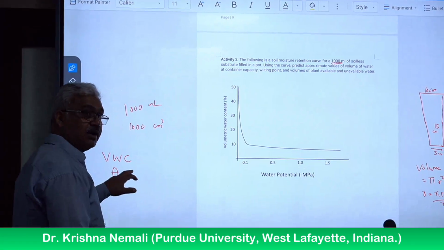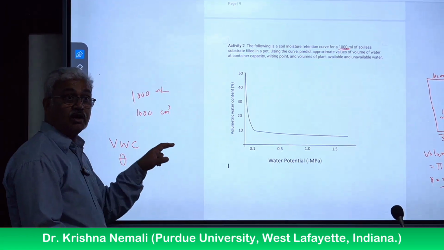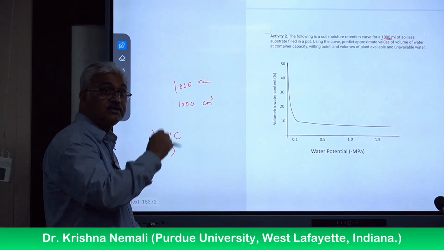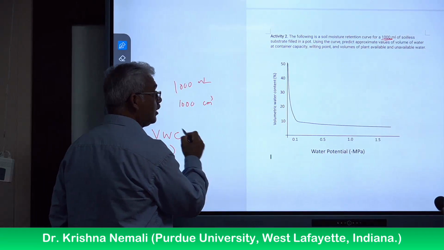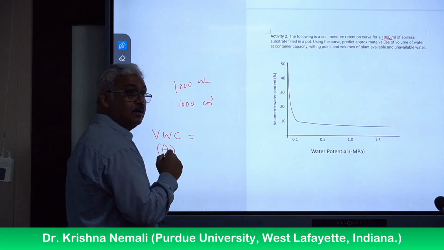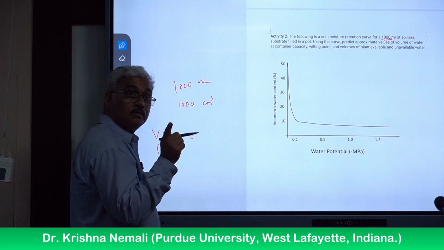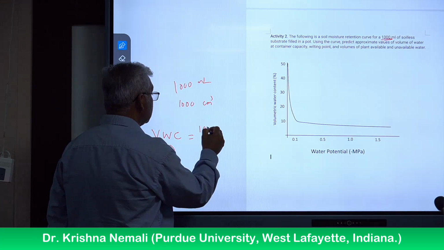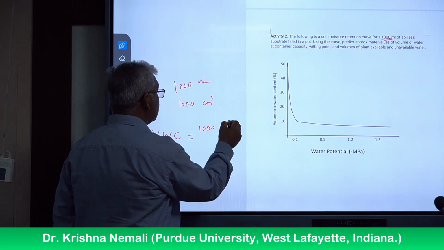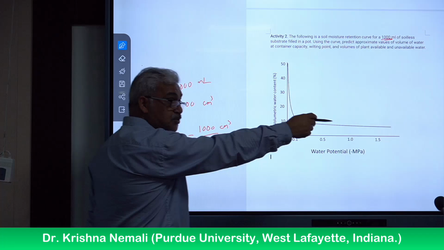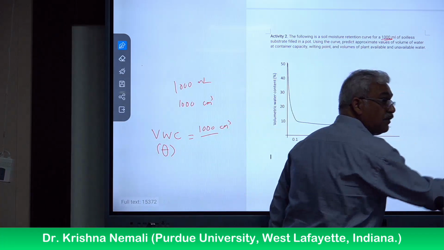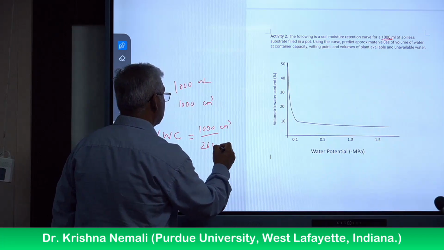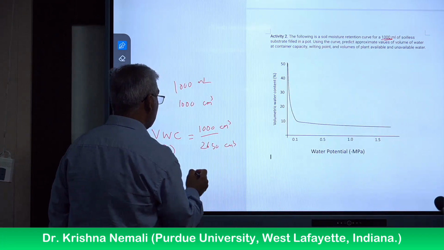So volumetric water content, VWC, has got a symbol, Greek letter theta, that's called theta, and is given by a formula. What formula? Volume of water divided by volume of substrate. So what is the volume of water? 1000 centimeter cube divided by, what is the volume of substrate you calculated? 2650 centimeter cube. So what is the answer?